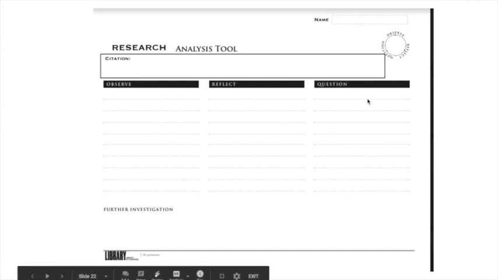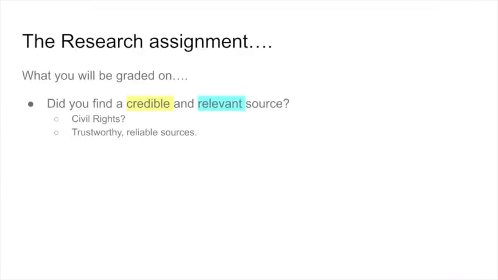And then if you go ahead and look up those questions, you could put some of the information here or just write numbers of additional questions there as well. So what will you be graded on? You will be graded on if you were able to find a credible and relevant source. At the end of this slideshow, I'm going to include a video that explains what it is to find a credible source. And I think that is very important, especially given this time when you're being guided to use the internet more than ever.